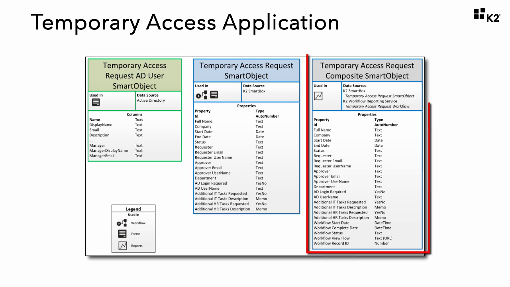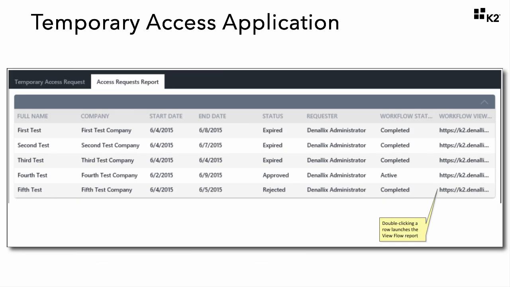Finally, the Temporary Access Request Composite Smart Object will be used to build a report of temporary access request data along with workflow reporting data. We will be building this smart object in part 4 of this tutorial as it pertains to the report design requirement of the application. Let's look at the report design at this point.